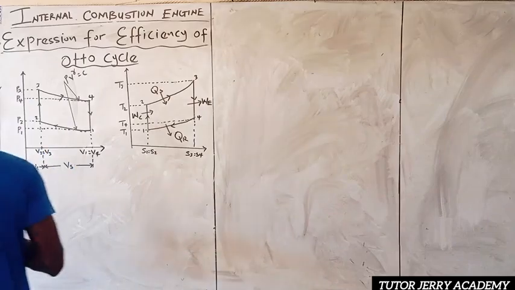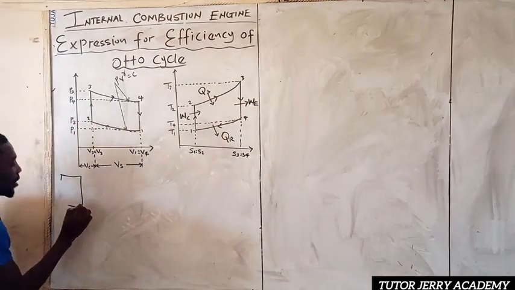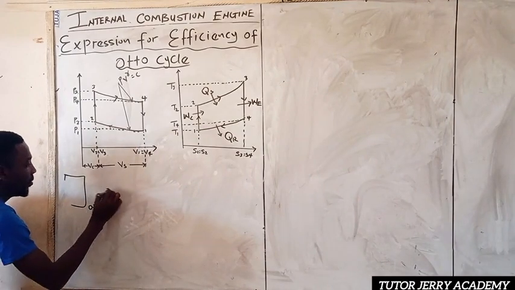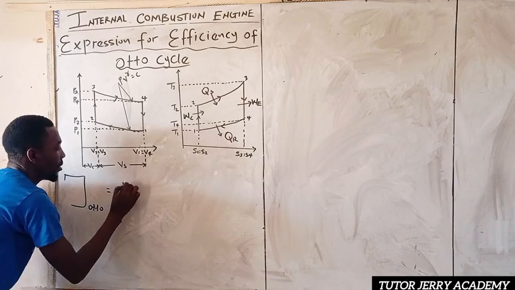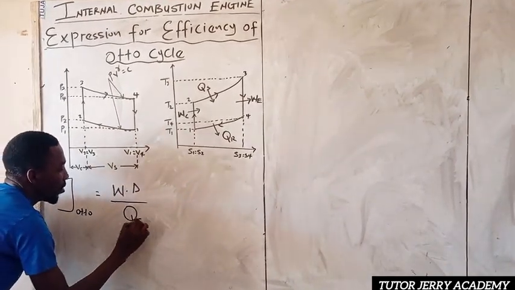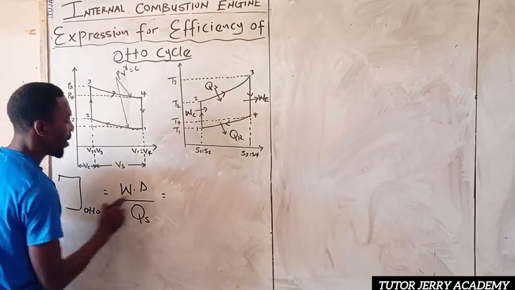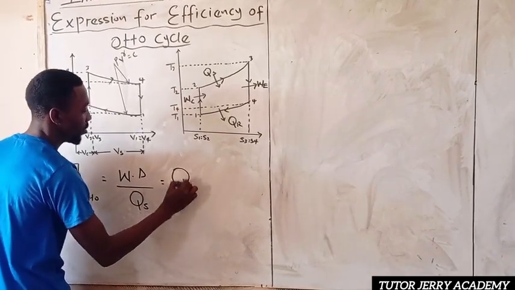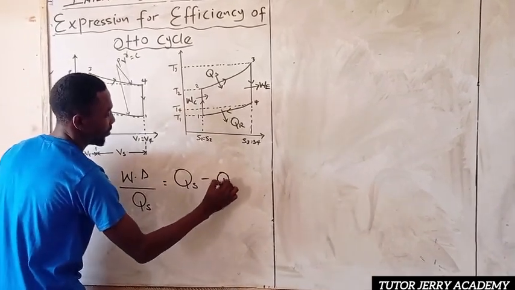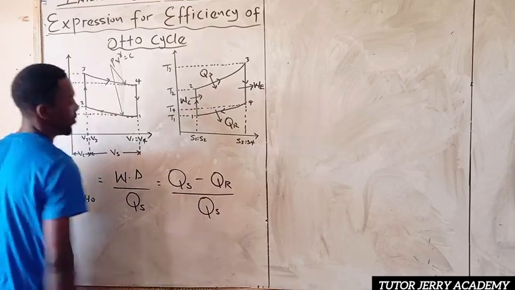Efficiency of an Otto cycle is denoted by this. So you can just write Otto here. Everything is equals to what? Work done all over heat supplied. So that is it. And you are going to note that our work done is heat supplied minus heat rejected, all over heat supplied.